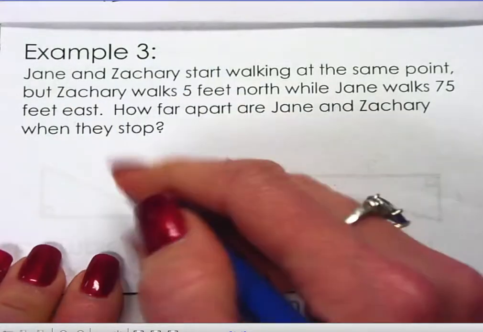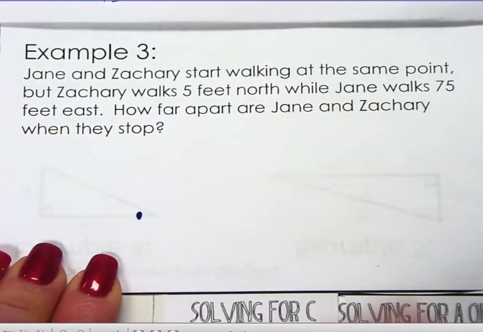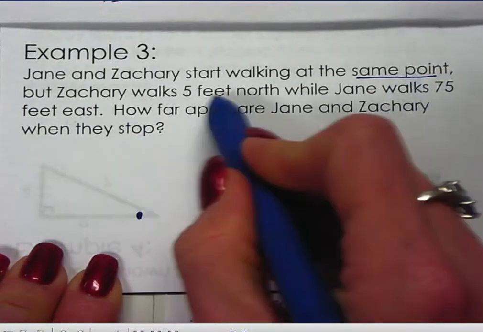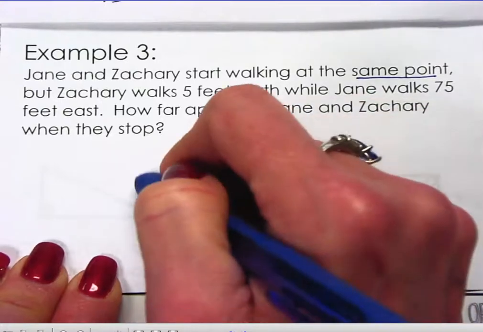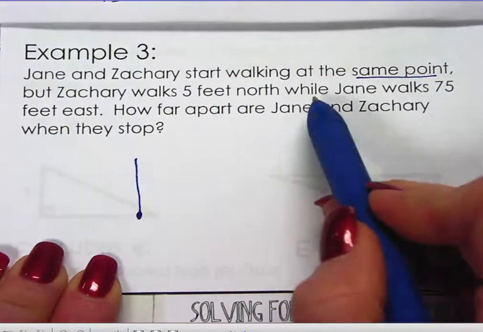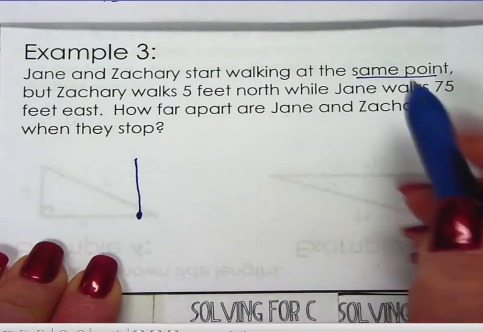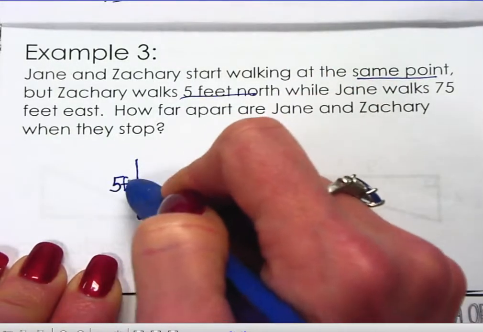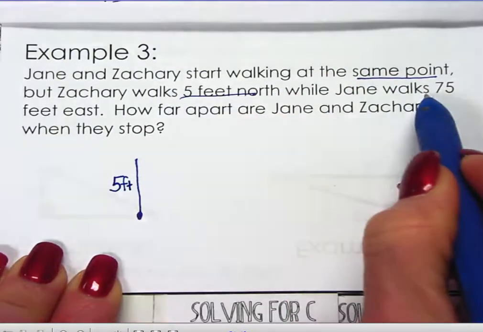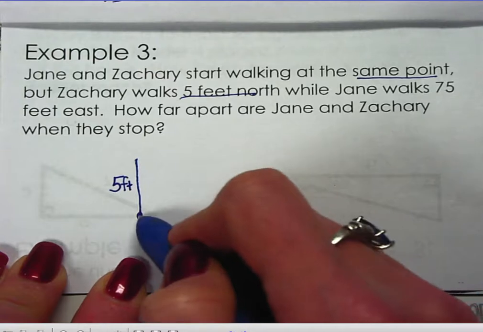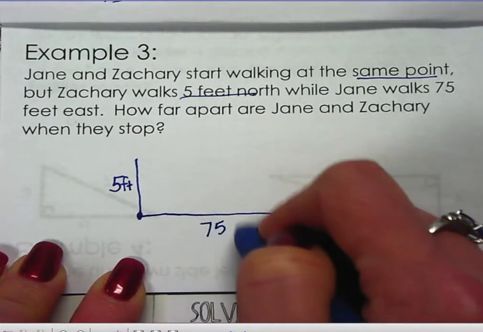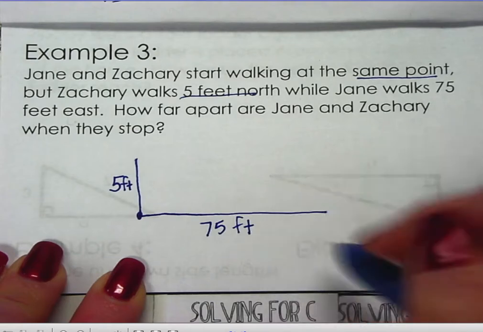So if they're starting at the same point, I'm going to draw a dot to represent the point. And Zachary walks 5 feet north, so this is going to be Zachary. I'm going to label that 5 feet. And Jane walks 75 feet east. So this is going to be 75 feet east, going to the right.